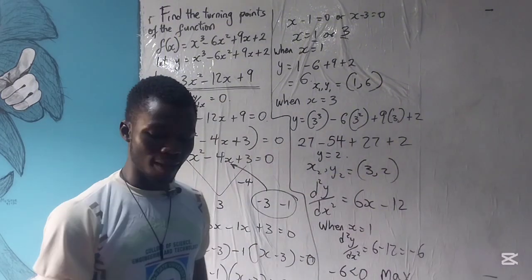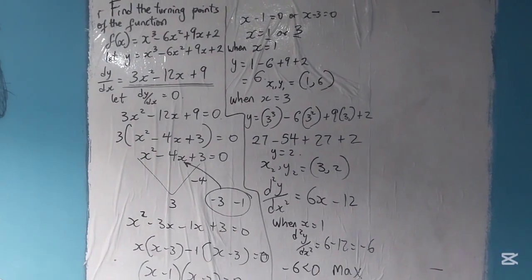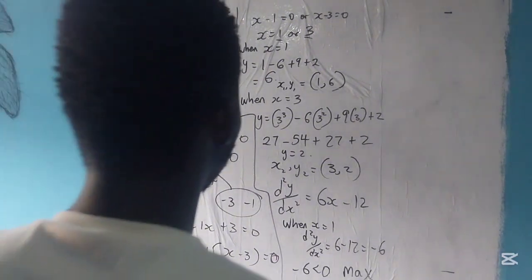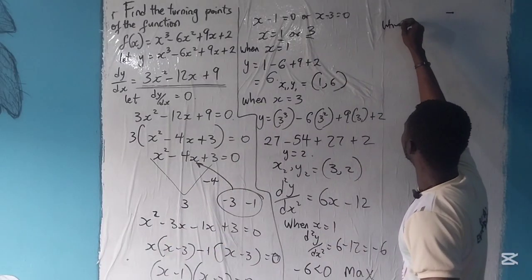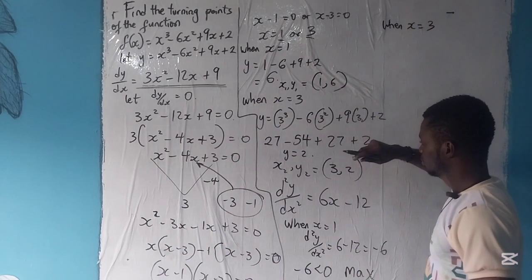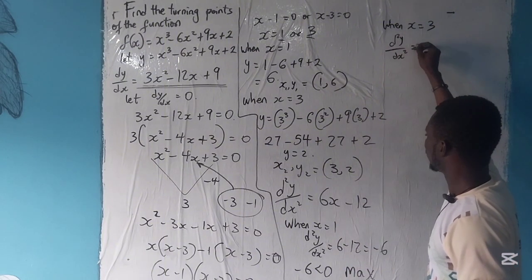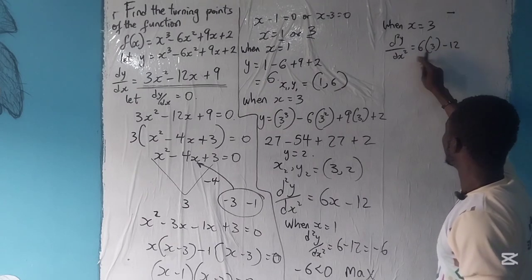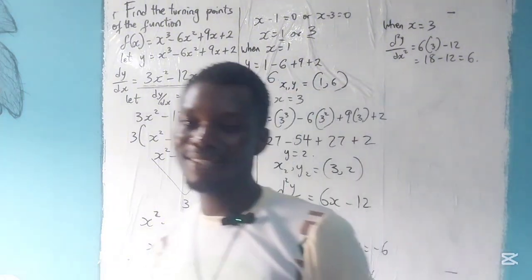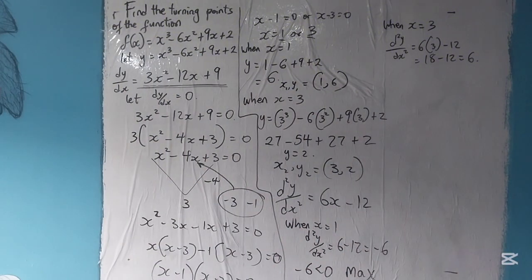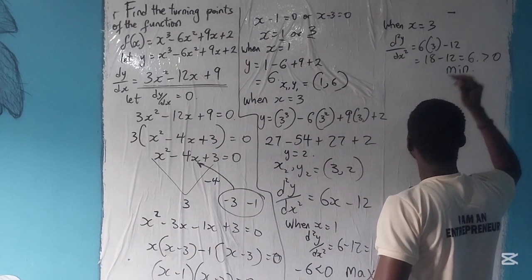When it's less than 0 it is the maximum point. And when it's greater than 0, it is the minimal point. Right? Now, let's get the other point. We've gotten when x equals 1. What of when x equals 3? When x equals 3, if we put it into the second derivative also, d square y over dx square equals 6 into 3 minus 12. 6 times 3 is 18. 18 minus 12 is 6. Now, 6 is greater than 0, right? As 6 is greater than 0, that means we are going to have a minimum. So this is the minimum point.